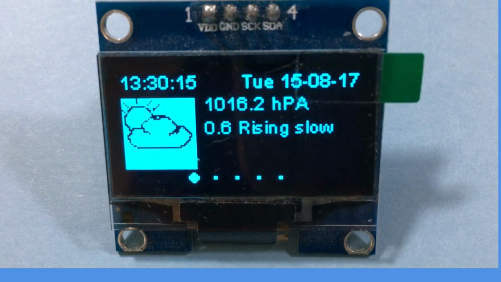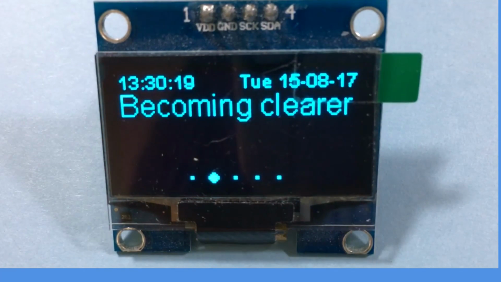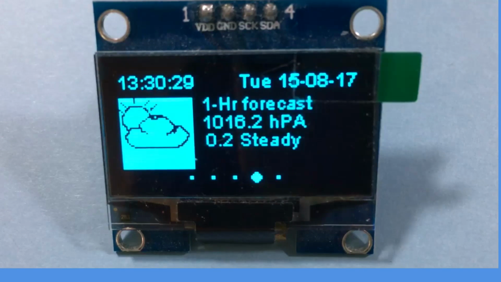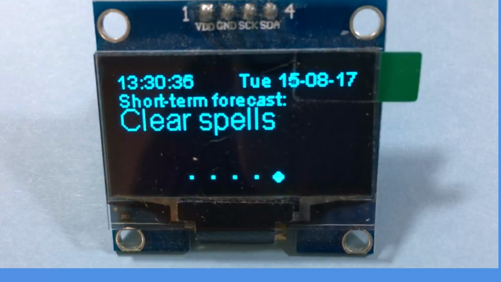Unit running, it's showing current time and date, air pressure, and what the weather's doing over the next 3 hours. It's becoming clearer. Then it goes on to display a pressure trend, only a trend over the last 24 hours, is pressure rising or falling. And then it goes on to display a 1 hour forecast, which is a short-term forecast, and clear spells is the forecast outcome.